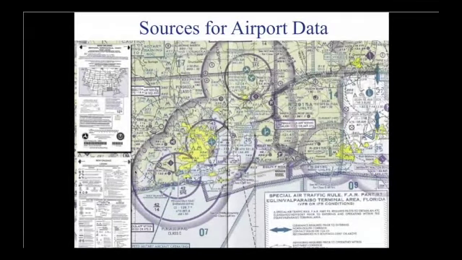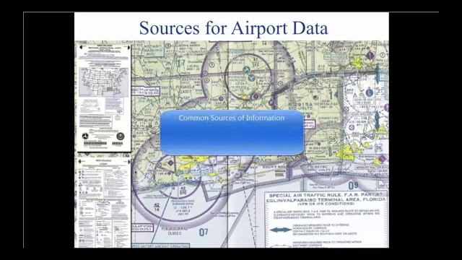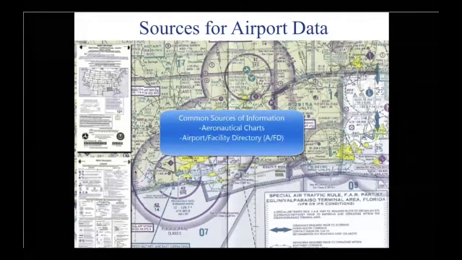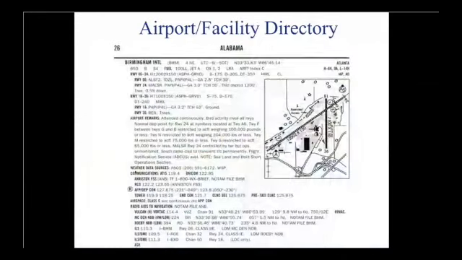Sources for airport data. When a pilot flies into a different airport, it is important to review the current data for that airport. This data provides the pilot with information such as communication frequencies, services available, closed runways, or airport construction. Three common sources of information are aeronautical charts, Airport Facility Directory, AFD, and Notices to Airmen, NOTAMs.